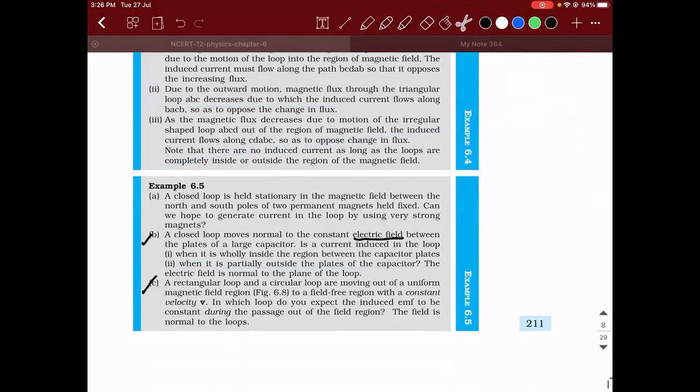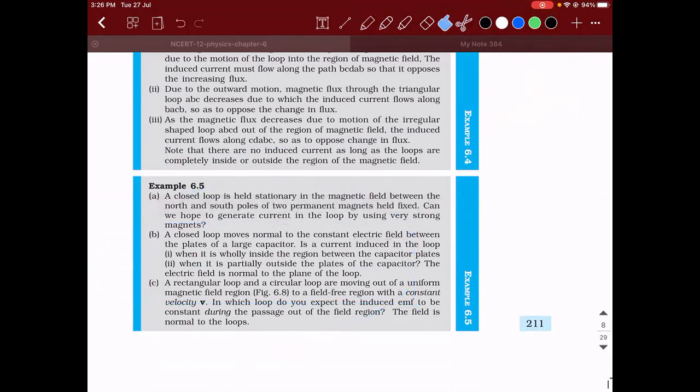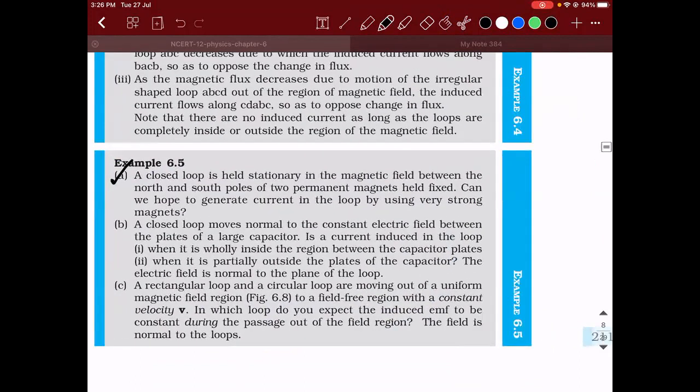Okay, the next one is slightly tricky, so concentrate and read the question properly. There is a closed loop that is held stationary in a magnetic field. Let's say there is a magnetic field existing, and a closed loop held stationary between the north and south poles of two permanent magnets. They are also held fixed.